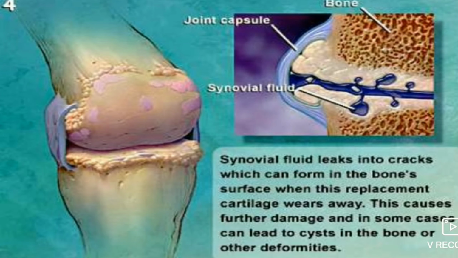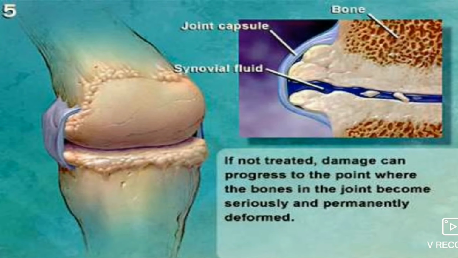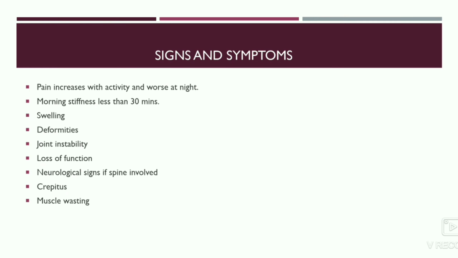When this cartilage is completely diminished, there is a chance that synovial fluid leaks into the cracks of the bones. This causes further damage, and in some cases, it can lead to cysts in the bone or other deformities. If osteoarthritis is not treated, it can damage the joint to the point where the bones become seriously and permanently deformed.